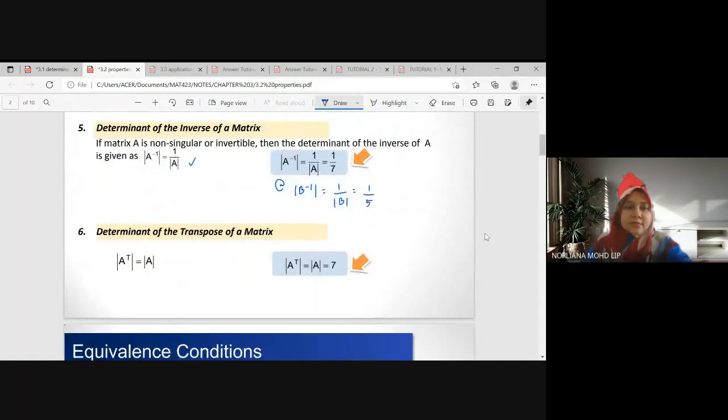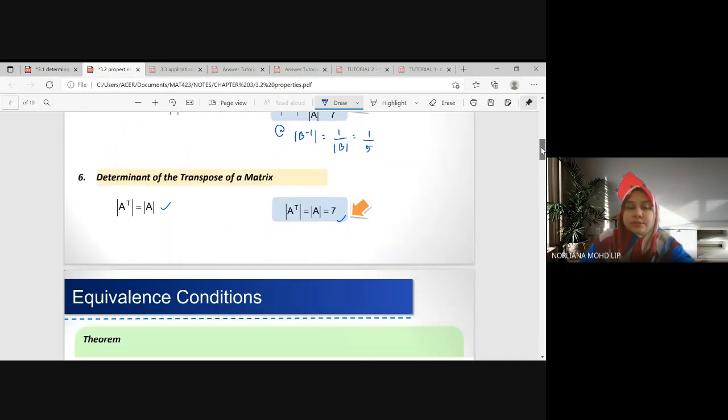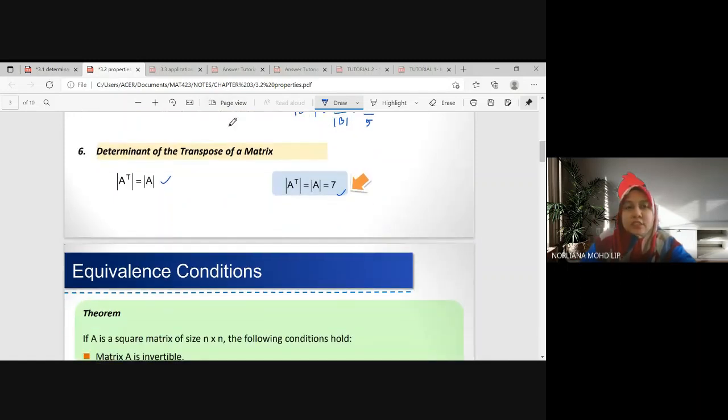Okay, number 6, determinant of transpose of a matrix. Okay, determinant of A transpose is equal to determinant of A. Dia sama lah. Determinant of A transpose equal to determinant of A. Yang ni pun selalu ni keluar.